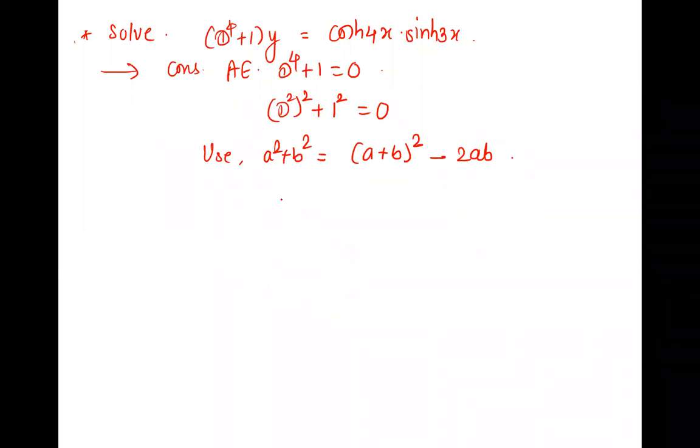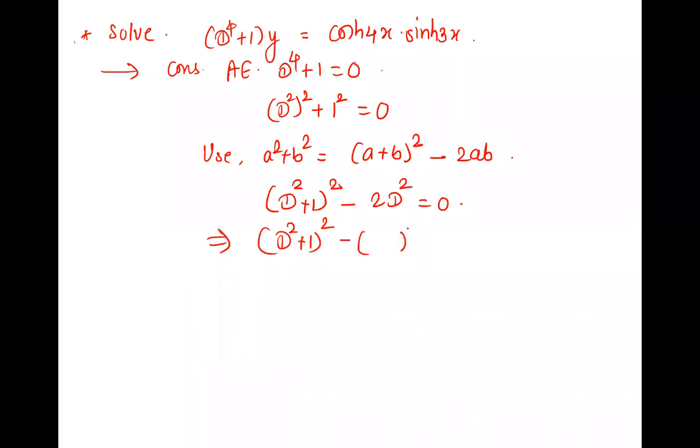A square plus b square is a plus b whole square minus 2ab. Here b is 1, a is d square, so minus 2 into d square into 1. If it is something square minus something, we have a formula. So we'll write it as d square plus 1 whole square minus, which square is this? Root 2 into d. Yes, it is root 2d whole square.